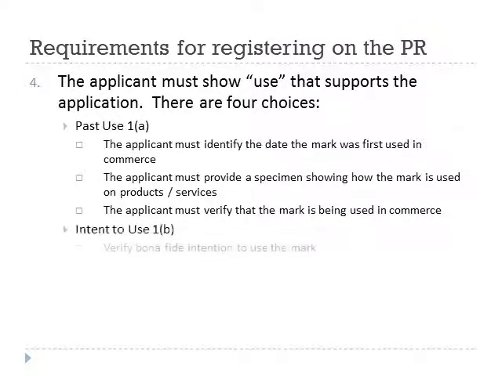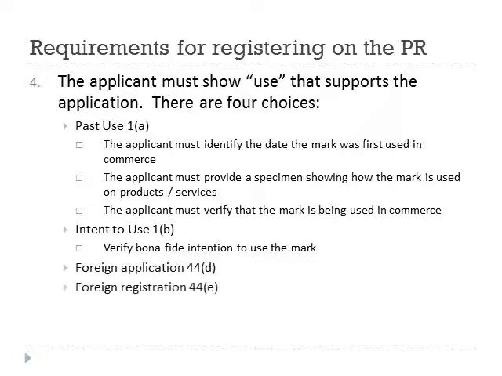You can also do it based on intent to use, and that's pretty easy. All you have to do is verify that you have a bona fide intention to use the mark. Okay, I've found this trademark, I'm starting my company, this is what I really want to do, or this is what my client wants to do. And then, as I mentioned, you can also file based on a concurrently filed application for a trademark in a foreign jurisdiction, or an already registered trademark in a foreign jurisdiction.